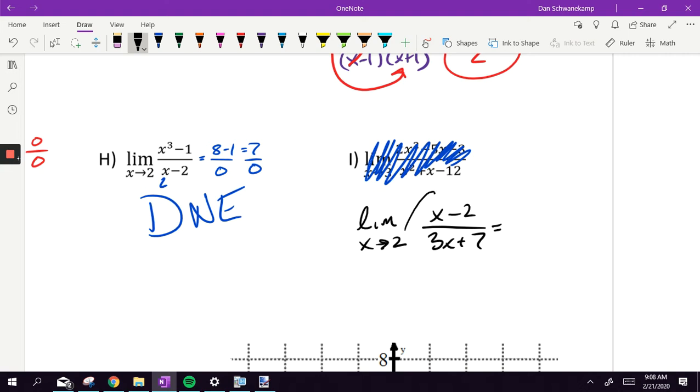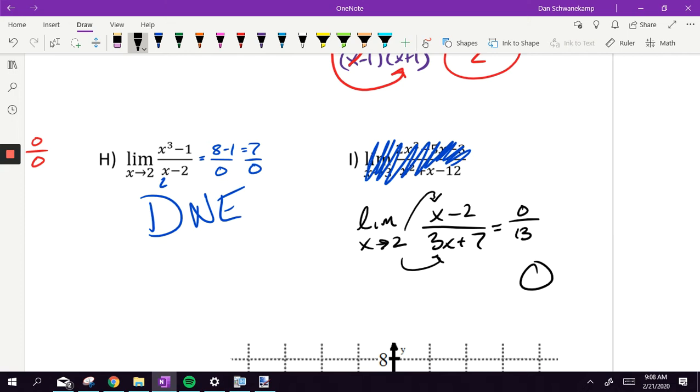Easy. Take 2, plug it in. If I plug 2 right there, it's 2 minus 2, so it's 0. If I take 2 and plug it in there, I really don't care what the number is, but it is 13. 0 over 13. That is not indeterminate form because it's not 0 over 0. It is not undefined because 0 is not on the bottom. 0 is on top. My answer is 0. Make sure you can be clear with that.